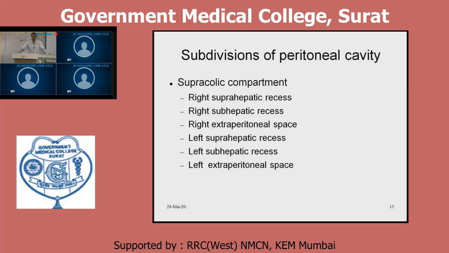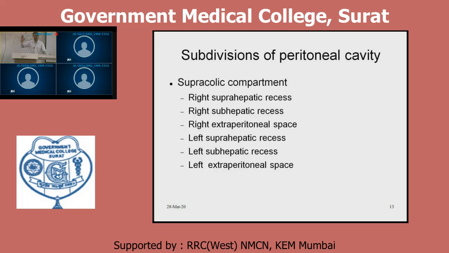Now right suprahepatic recess, where does it lie? Right means towards the right side of the liver. Right suprahepatic, suprahepatic meaning anteriorly. It lies on the anterior aspect of the liver, in relation with the superior and anterior surface of the liver and diaphragm and upper part of the anterior abdominal wall. This is the space limited by the falciform ligament. This is the right anterior intraperitoneal recess, or you can say right suprahepatic recess.